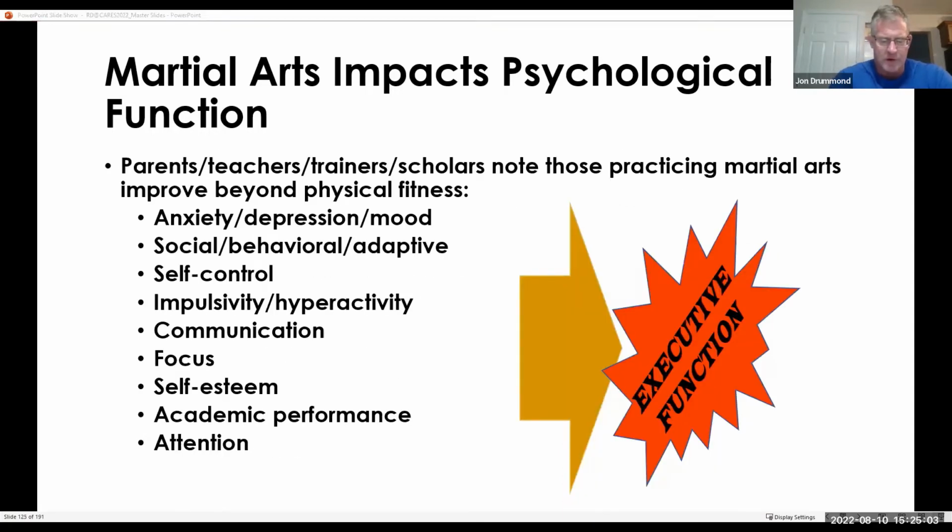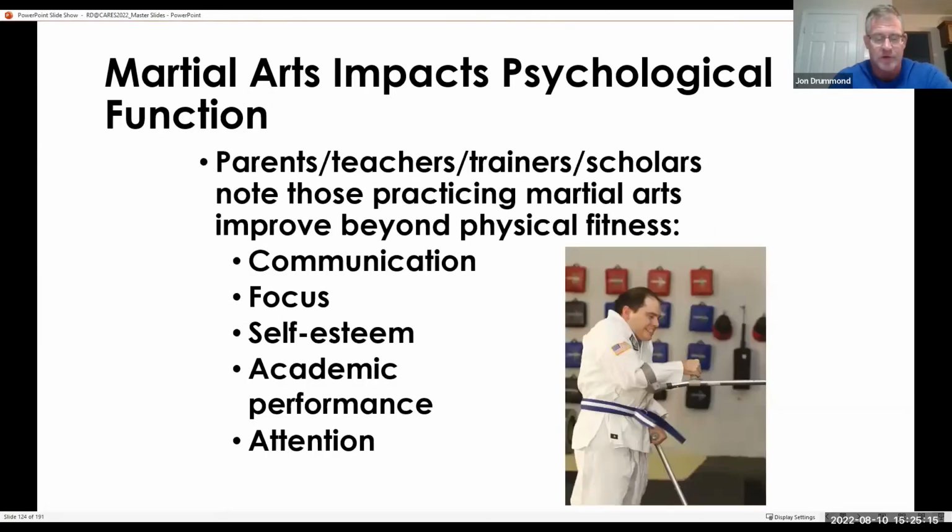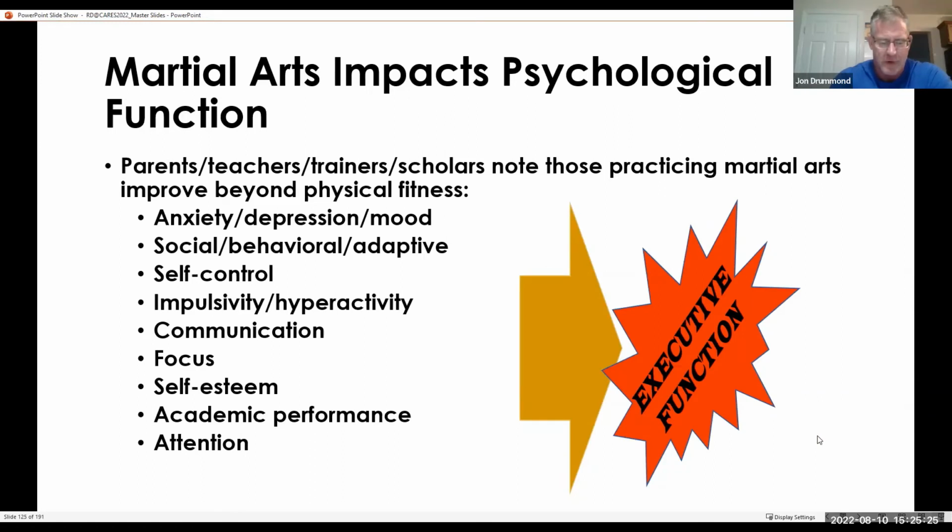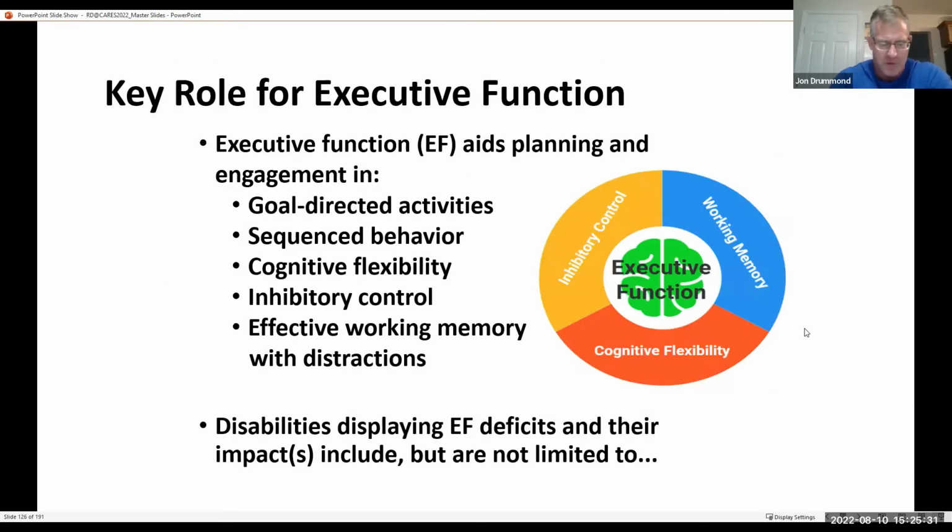It turns out that many of the improvements observed via participation in martial arts align with aspects or expressions of executive function and the documentation of those by professionals such as child psychologists. I think I'm one slide ahead of myself. Okay, there we go.